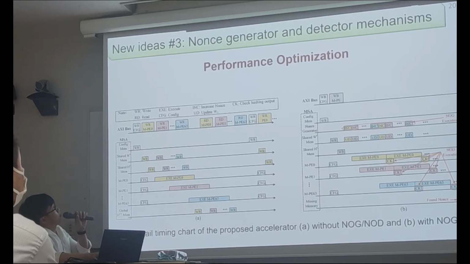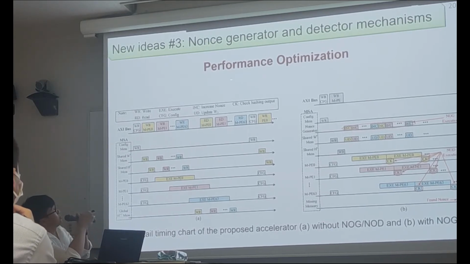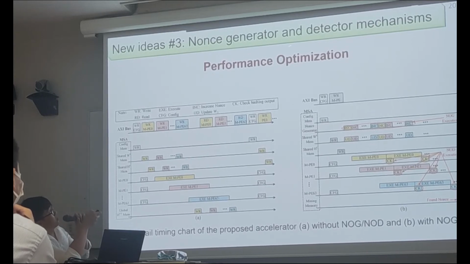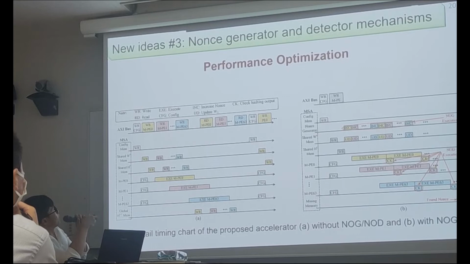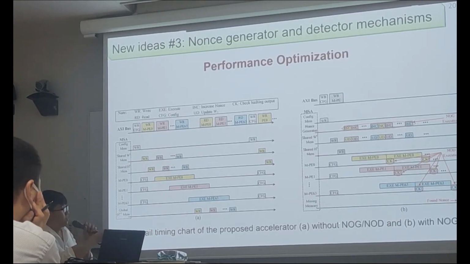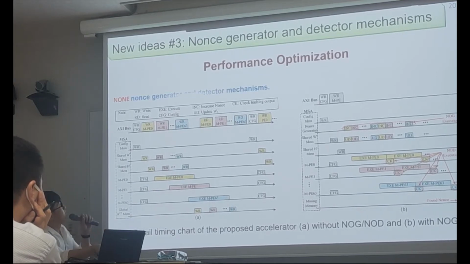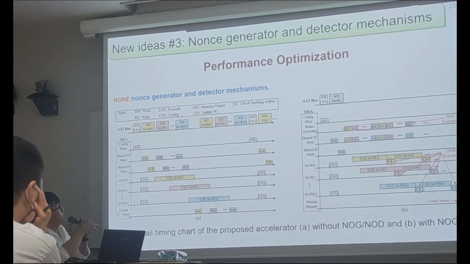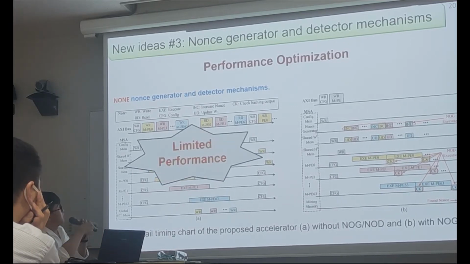Now, to better understand our proposal, as you can see here, this nonce generator and detector is used to improve the performance. This is the detailed timing chart of the proposed accelerator with and without idea 2 and idea 3. And here, this is the accelerator without idea 3. They have a limited performance.